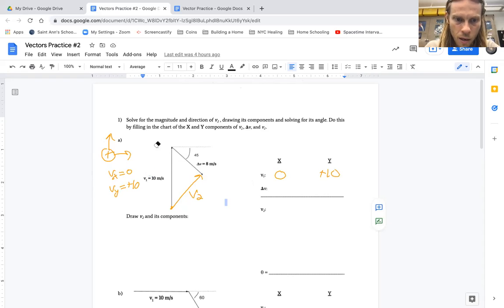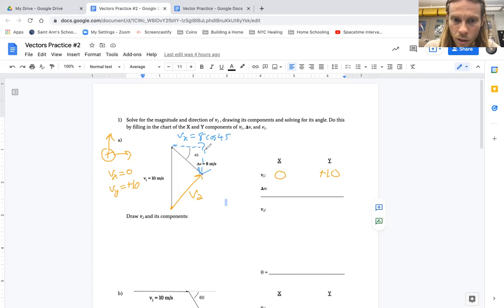So let me erase that. The components of delta V will be what? Say the words, right and down. So I draw the right and I draw the down. Vx is 8 cosine 45.